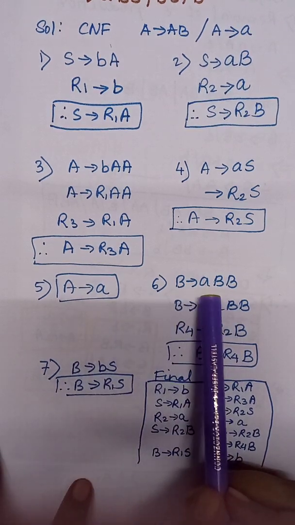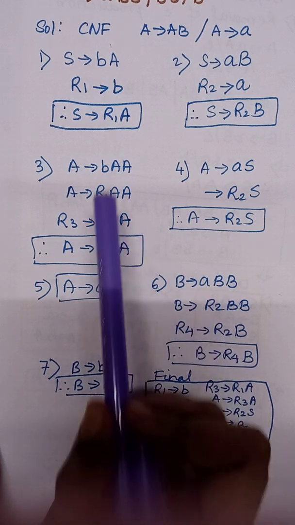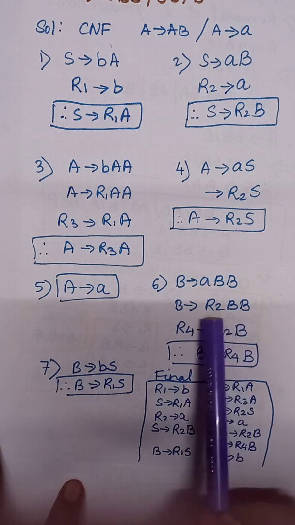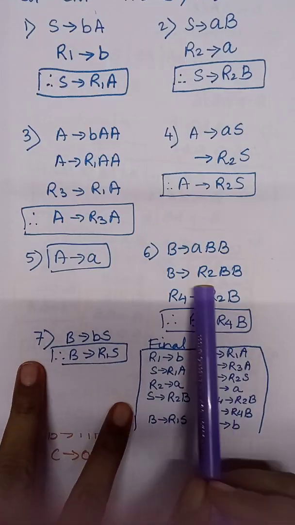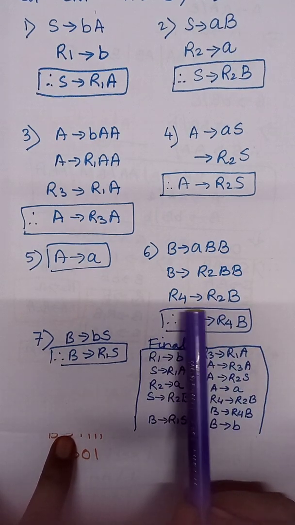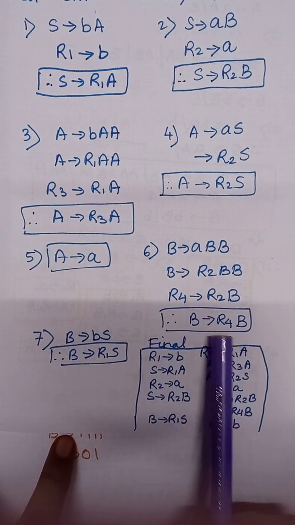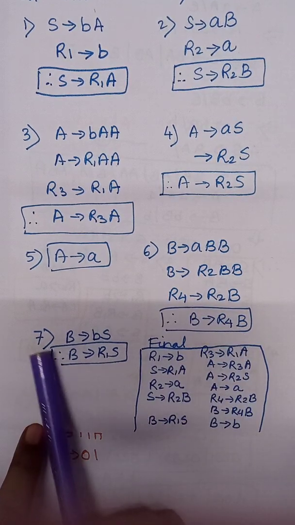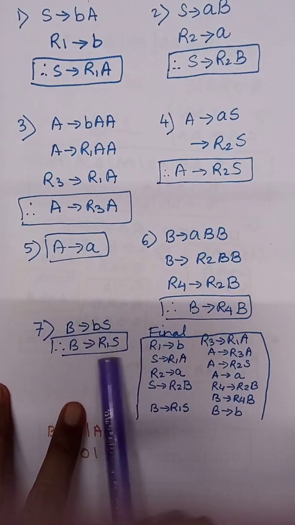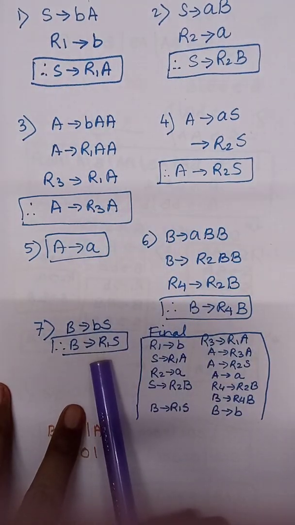Next one is B is producing ABB. So A, which is a terminal that we had already referred to as R2, so R2BB. Here we have three non-terminals, so this has to be replaced. We should have two non-terminals, that's why we have R4. R4 represents R2 and B, so B is now going to produce R4 and B. Now the last one is B is producing BS. Two non-terminals are required, so the B will be replaced by R1 that we had already taken. So B is producing R1 and S.